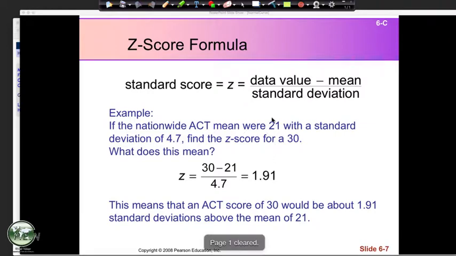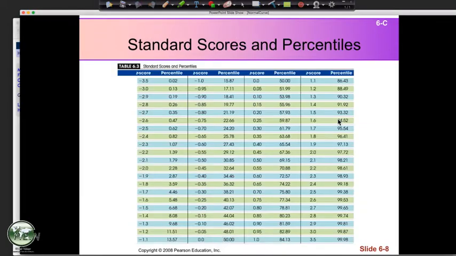Remember that 1.91. And this is where we use it. So this gives us a percentile. If it is normally distributed, which is an assumption, we take that z-score that we got. What we just calculated was 1.91 for that particular score of 30. ACT score of 30 equals a z of 1.91.